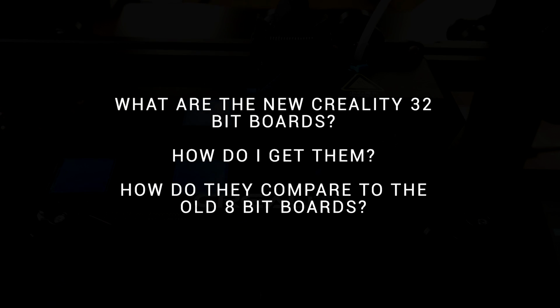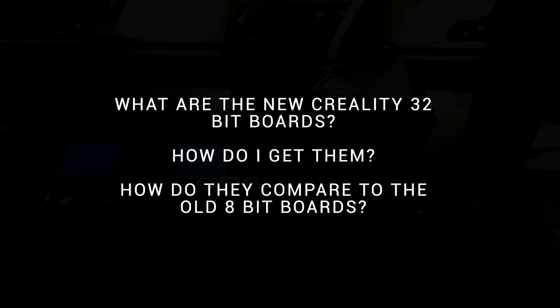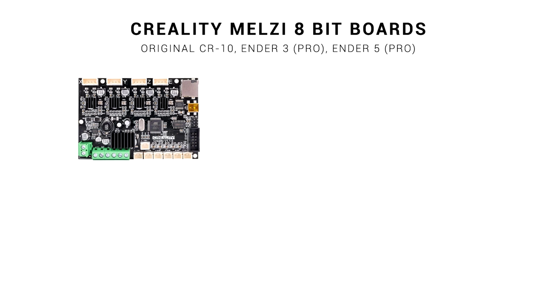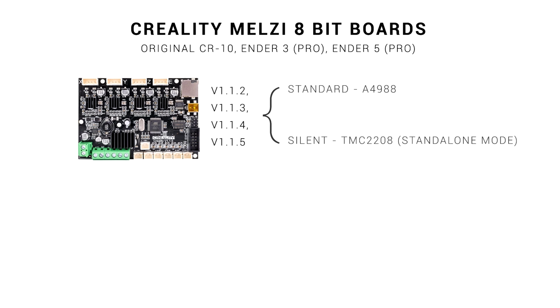Let's start by looking at what these boards are, how to get them, and comparing them to the old Creality 8-bit boards. The mainboard found in the original CR10, the Ender 3 and Ender 5 is known as a Creality Melzi, and it's an 8-bit board. There were a range of revisions, and in the later versions you could get a standard board with A4988 stepper motor drivers or the silent board with TMC 2208s in standalone mode. The difference in sound between these two is quite significant.